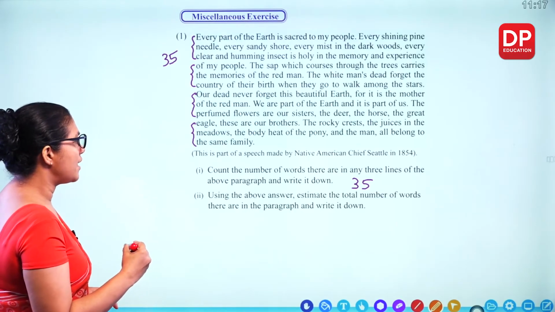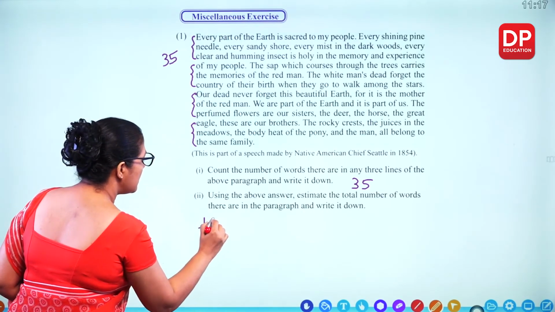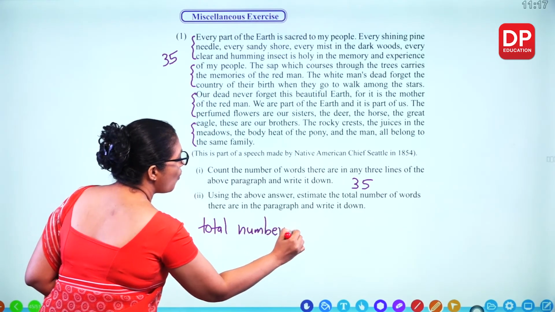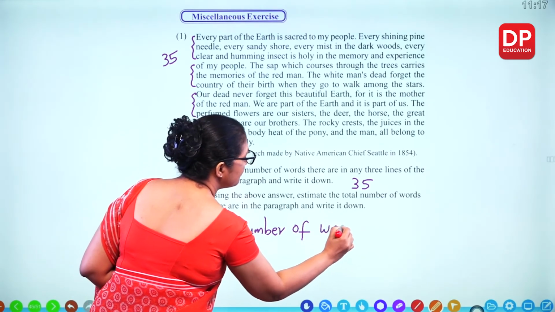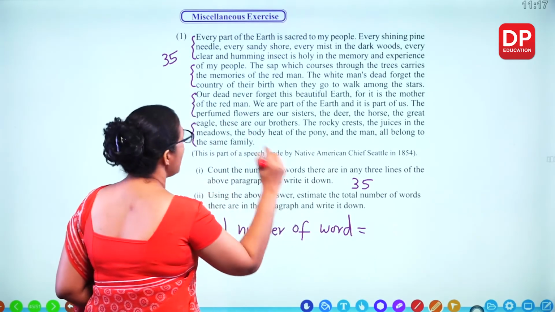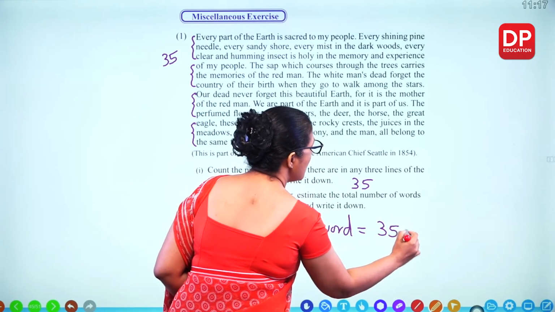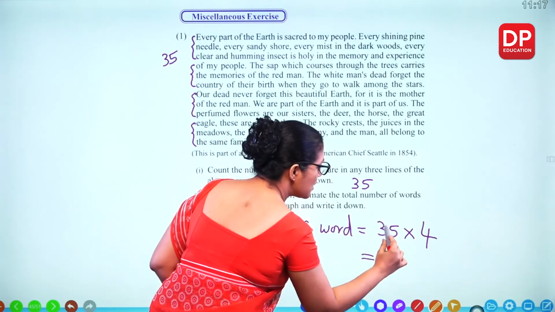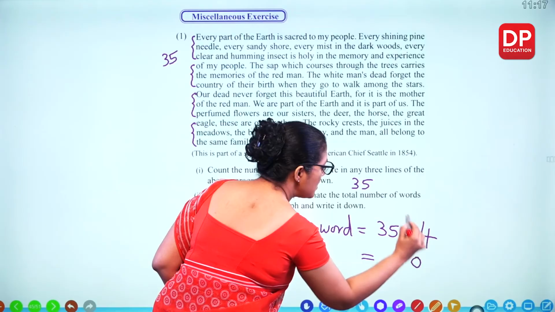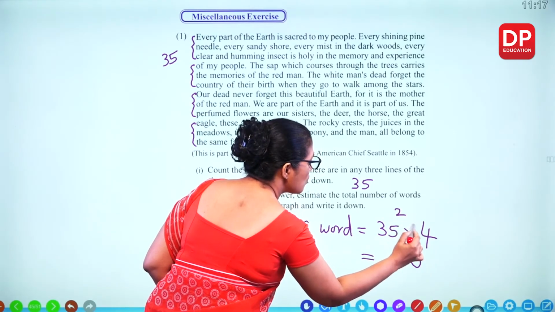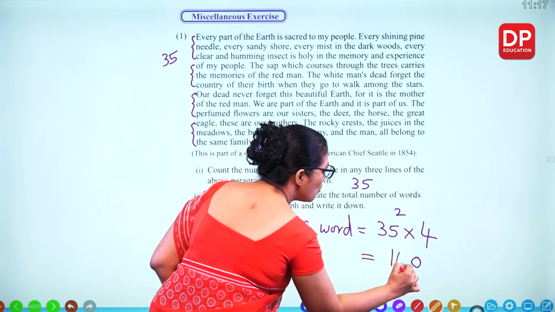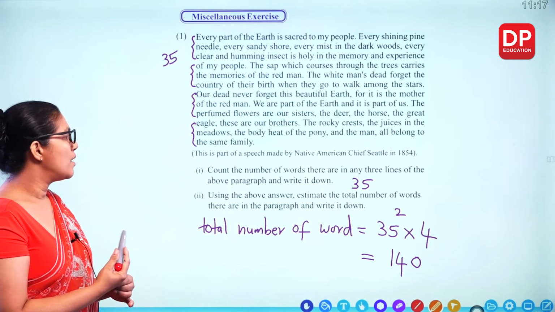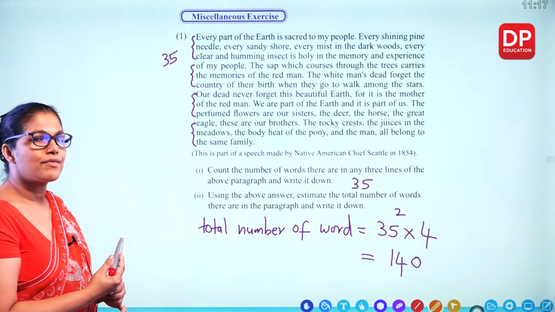So, how can we find out the total number of words? Each three line 35 words. How many parts are like this? 4. 35 times 4. 20. 2 remaining. 12 plus 2. 14. So roughly 140 words in this paragraph.